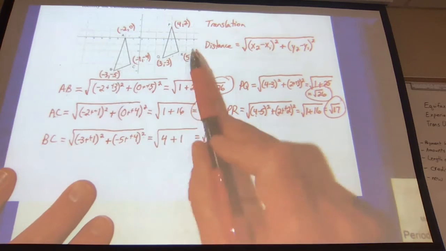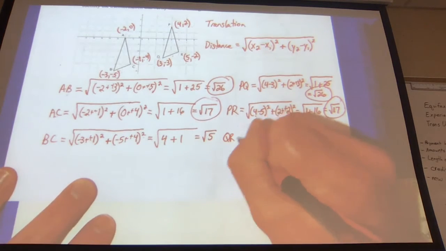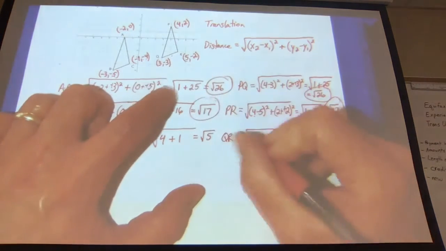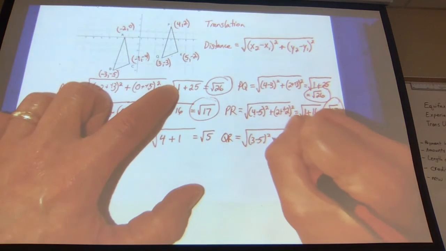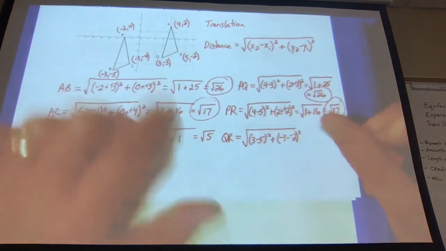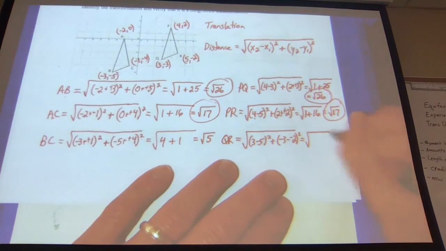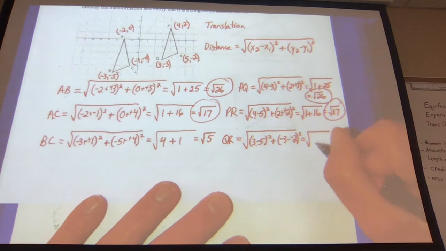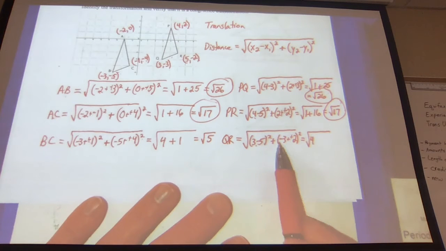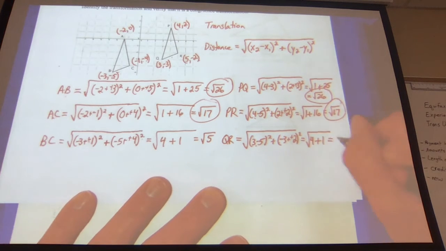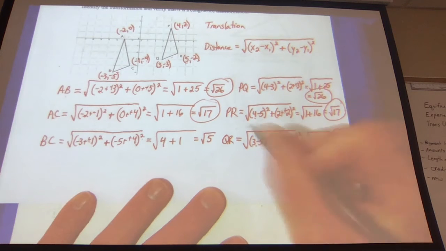The bottom side was BC. That would match up with QR. X coordinates are 3 and 5. Y coordinates are -3 and -2. Three minus 5 is -2. -2 squared is 4. And we've got a double negative there again. -3 plus 2 is -1. -1 squared is 1. Add those up, you get the square root of 5.